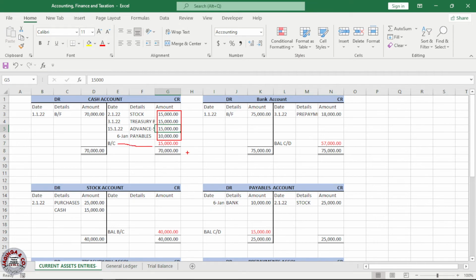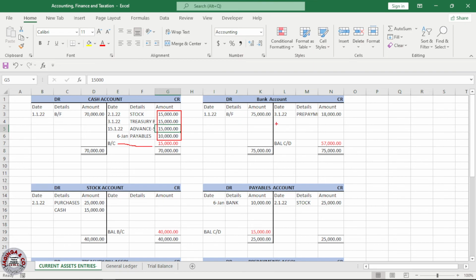So balancing of accounts means that we have to show the balance carried down so that the credit side must be equal to the debit side. Like now we have this side 70,000. So this side also we have 70,000, but the balance carried down, which is the value that balances the accounts, is 15,000. So when you check again on the bank account, we also balanced off the account by having a balance carried down of 15,000.